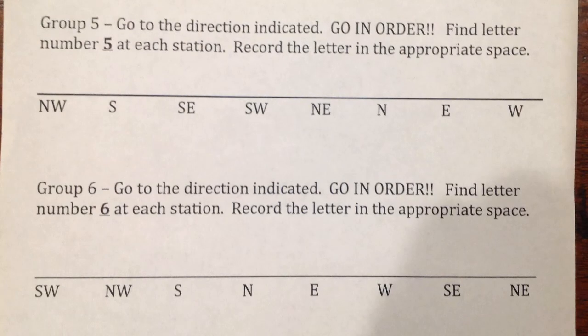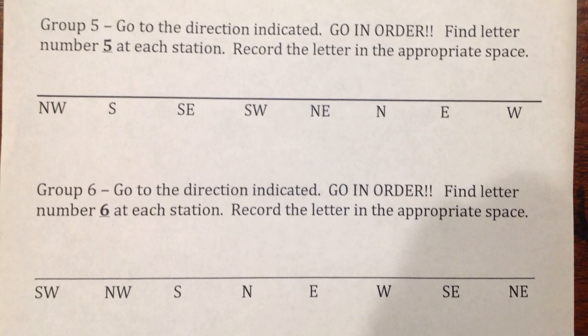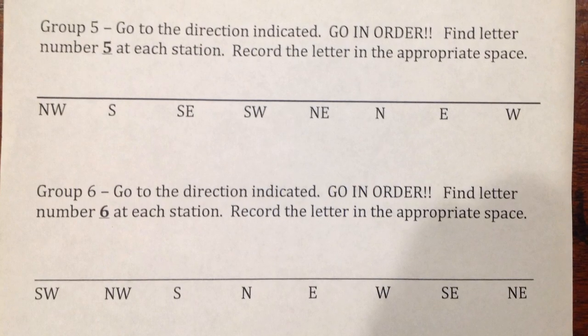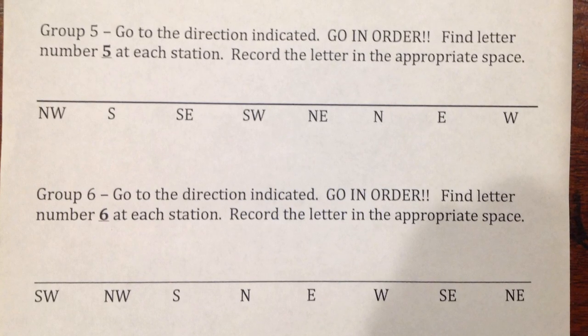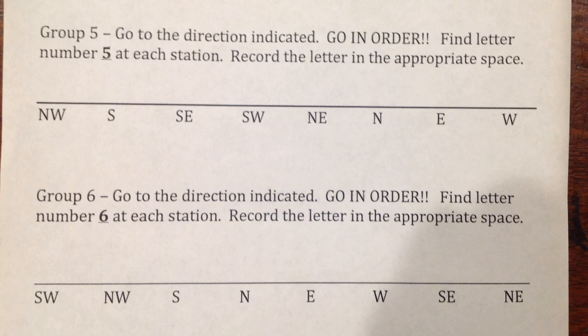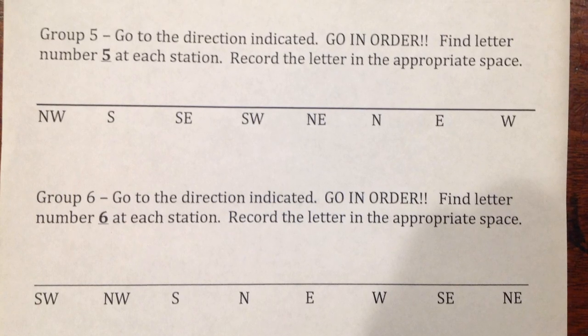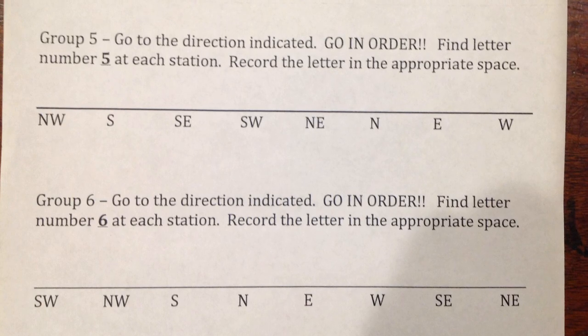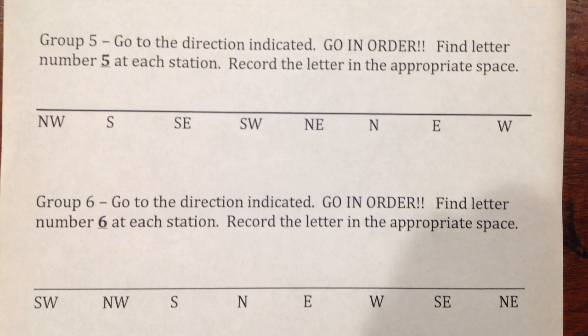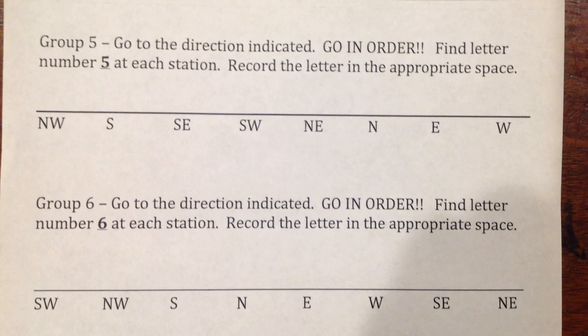I had 9 groups, so I had 9 sets of directions. Each group was given 1 slip of paper. So Group 5, in this case, would proceed from northwest to southeast, and so on. Group 6, on the other hand, would go from southwest to northwest to south, and so on, recording the letters next to their numbers as they went.